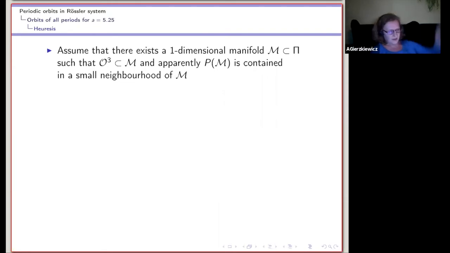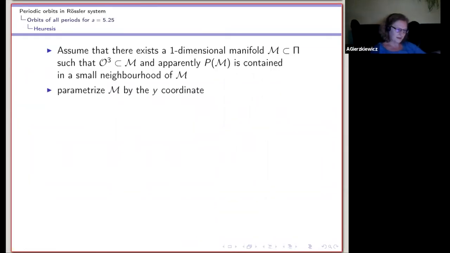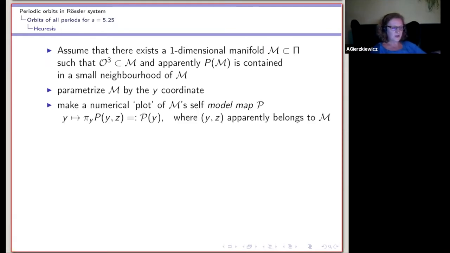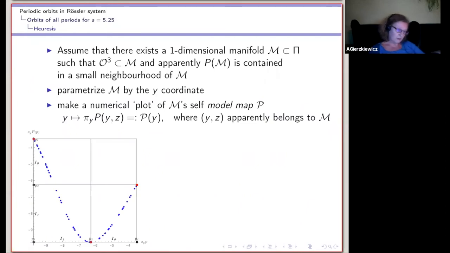And then let us follow our heuristic. As I said, we have assumed that there exists a one-dimensional manifold M for which the Poincaré map is a perturbation of a self-map of it. We can parameterize such a hypothetical M by the Y coordinate and try to make numerically a plot of how the model map P would look. It can be done numerically.